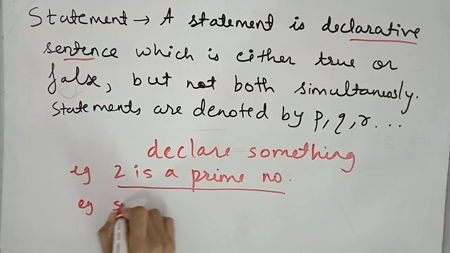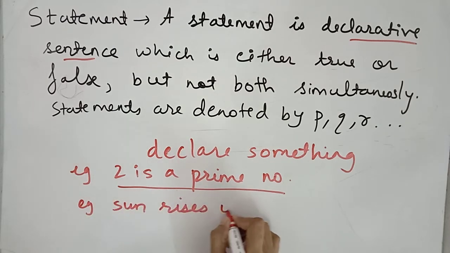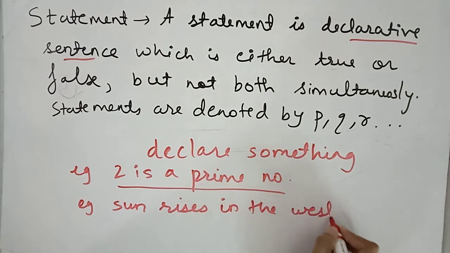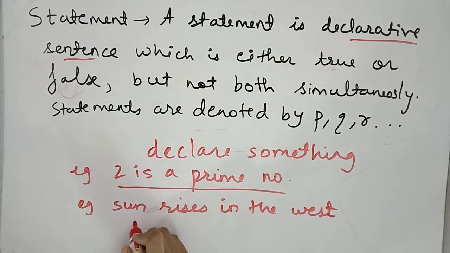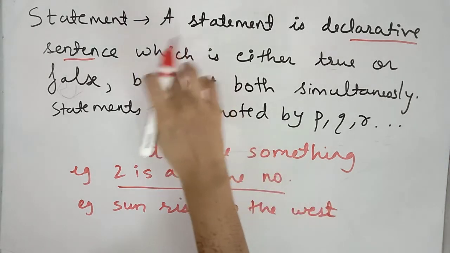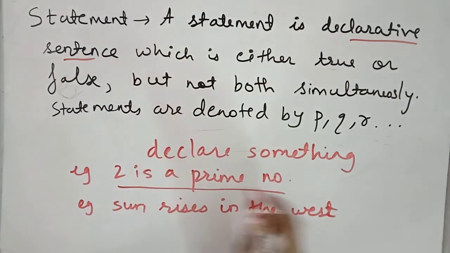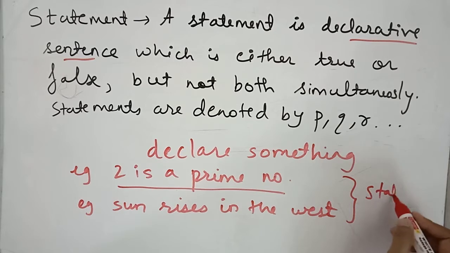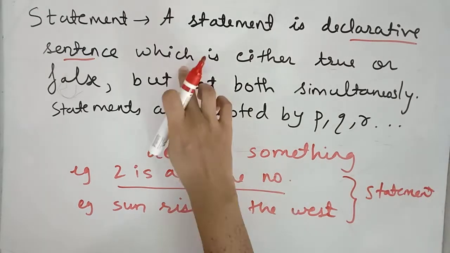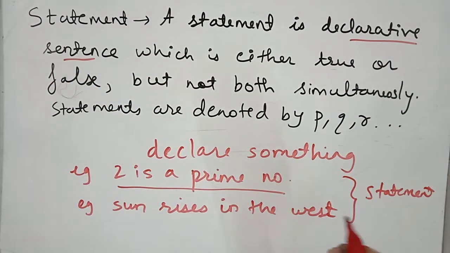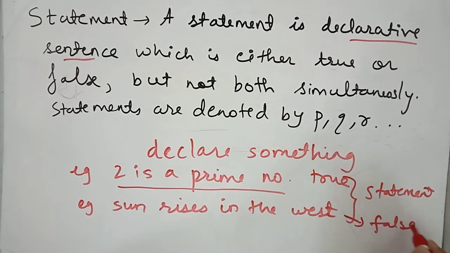For example, sun rises in the west. You must be laughing because sun rises in the east. But this is the sentence which is declaring that sun rises in the west. Now, a statement is a declarative sentence, so these two will be statements because they are declaring something which is either true or false. 2 is a prime number. This is the truth, so this is true. Sun rises in the west. This is a false statement.